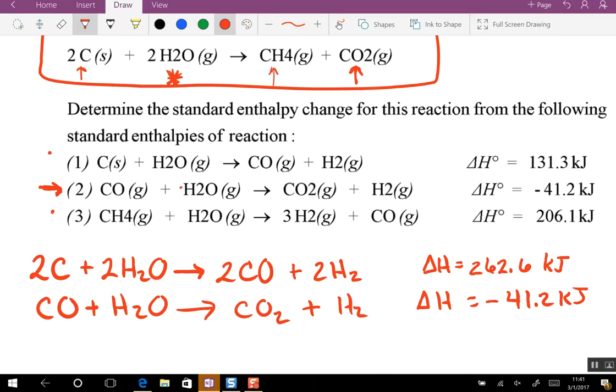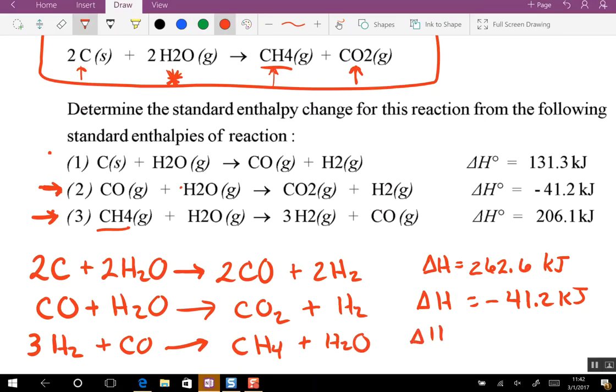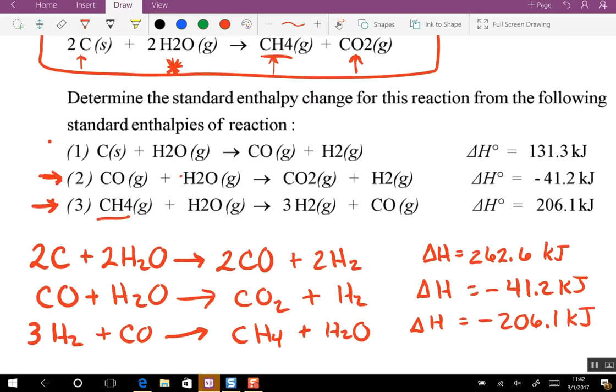All right, so now we're down to the final parts. We're kind of ignoring water right now because water will sort itself out in the end. Now, we have methane, CH4, as a product in the target. Is it a product down here in number three? No, so what do we got to do? We got to flip it, but we have one methane, so we don't have to do anything but flip it. And once you get the hang of these, they get fairly fast and easy to do. Because we flipped it, what happens to our delta H? Becomes negative.